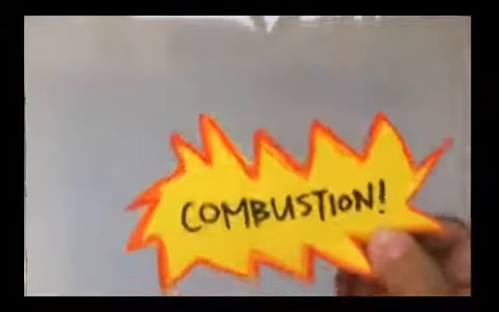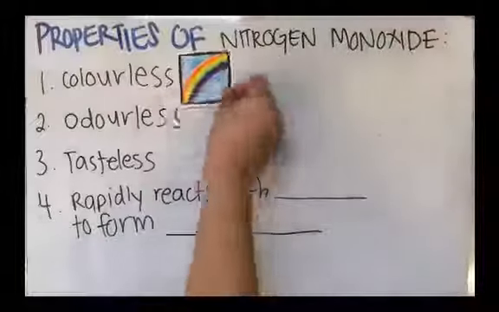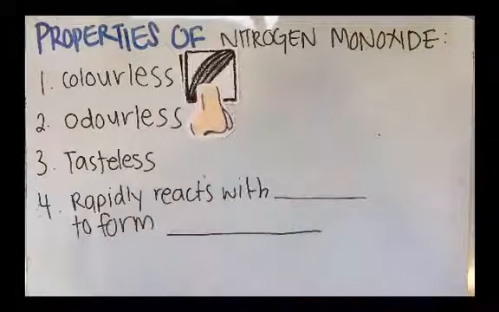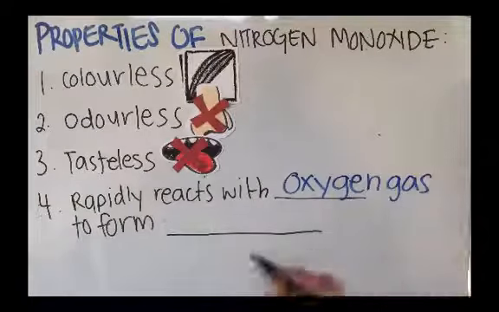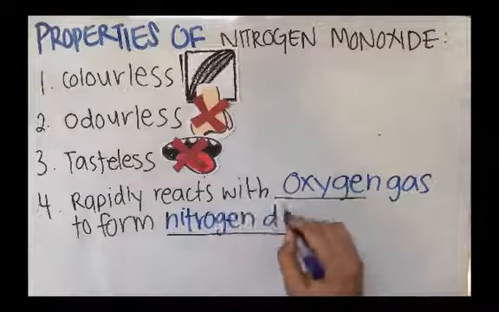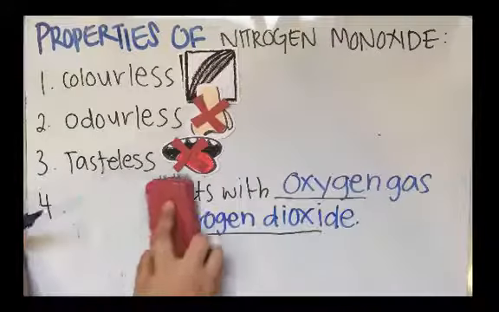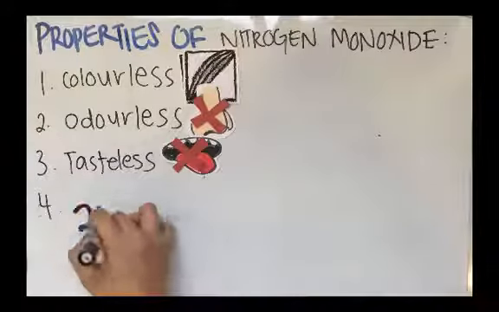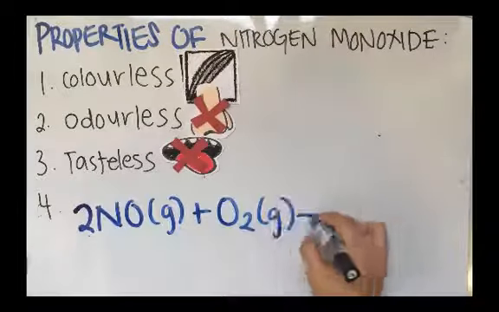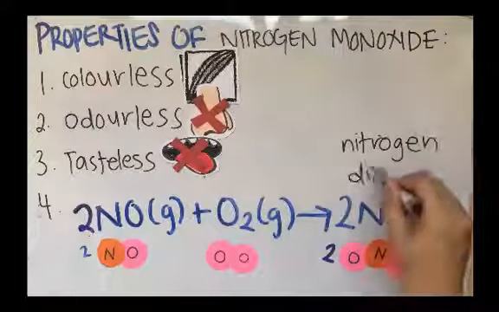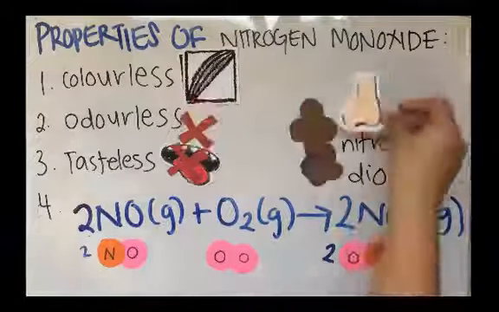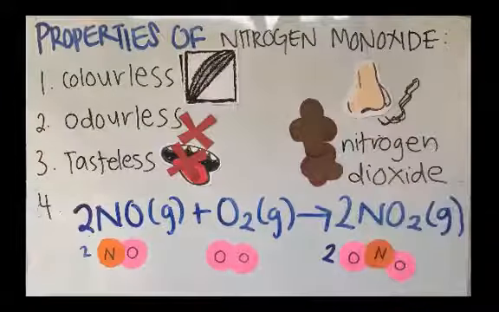That's right, it's combustion. Nitrogen monoxide is a colorless, odorless, tasteless gas. It reacts rapidly with oxygen to form nitrogen dioxide. The balanced equation is written as follows. Nitrogen dioxide is a brown toxic gas with a pungent odor.